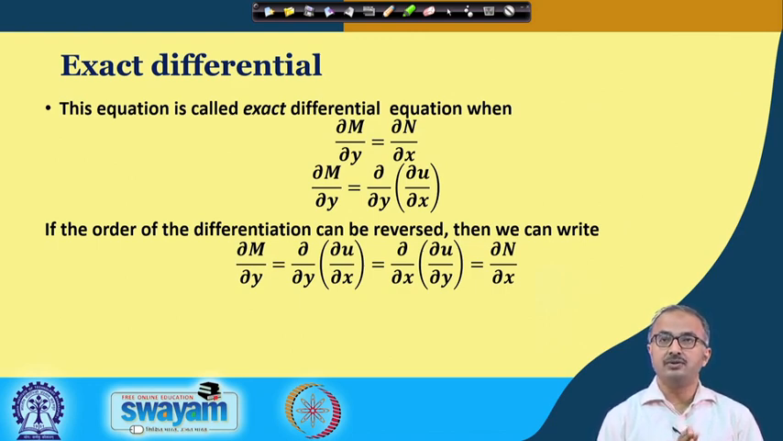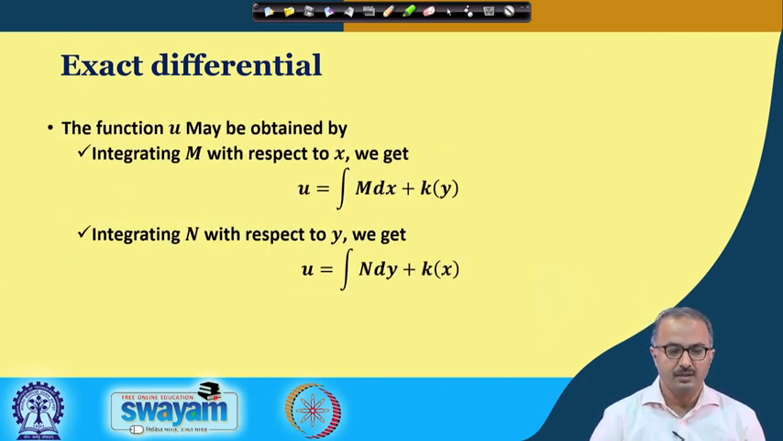Okay, and you know that any state of a system, like temperature, pressure, density, enthalpy, specific enthalpy, are all state functions. They are not path functions. So they will lead to this kind of exact differential. Now let us see how we can obtain u. u may be obtained in two ways.